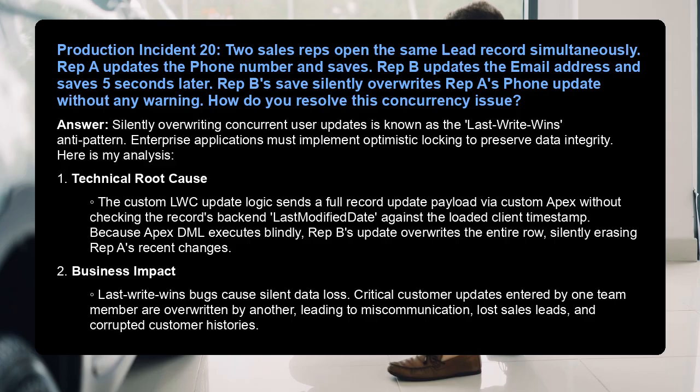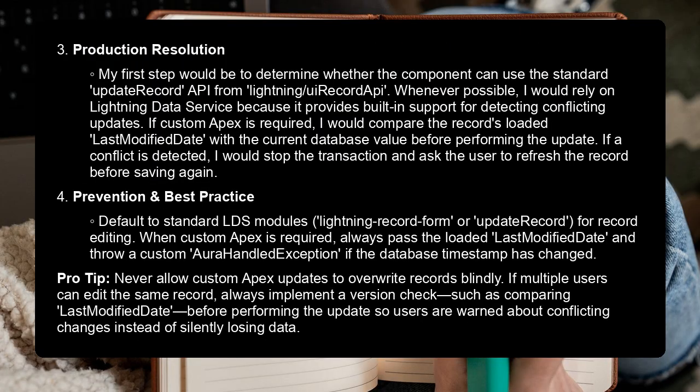2. Business impact. Last write wins bugs cause silent data loss. Critical customer updates entered by one team member are overwritten by another, leading to miscommunication, lost sales leads, and corrupted customer histories. 3. Production resolution. My first step would be to determine whether the component can use the standard updateRecord API from lightning/uiRecordApi. Whenever possible, I would rely on Lightning Data Service because it provides built-in support for detecting conflicting updates.